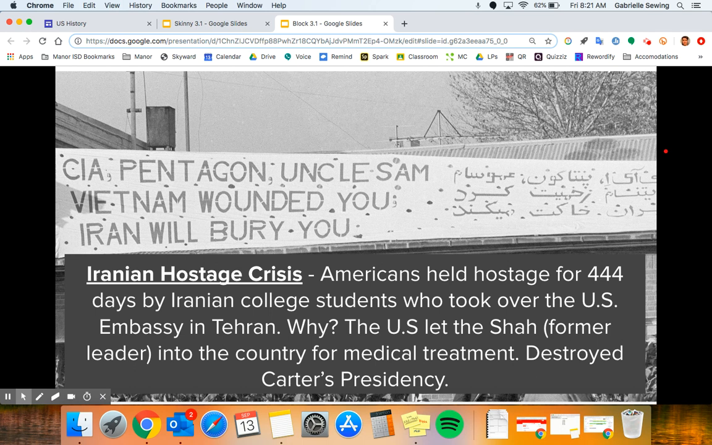Why would they hold our people hostage? Well, we made a pretty giant error. We allowed the Shah of Iran, which is the name for their leader, into our country to receive medical treatment. He was dying of cancer. Initially, we did not allow him to come in, but Carter changed his mind and let him into the country for medical treatment.